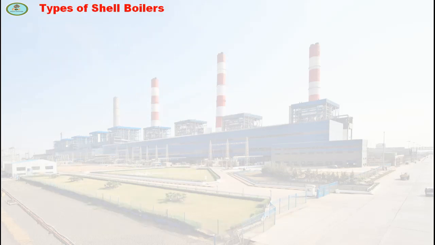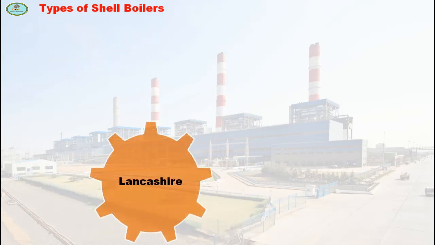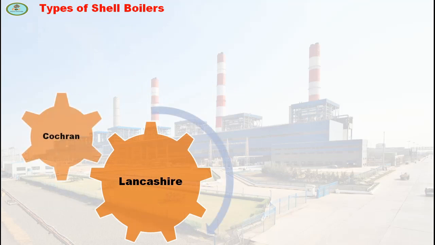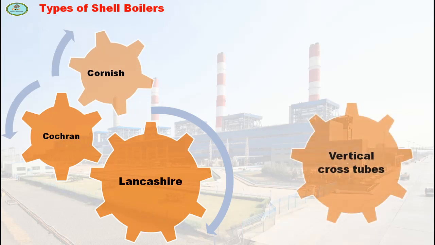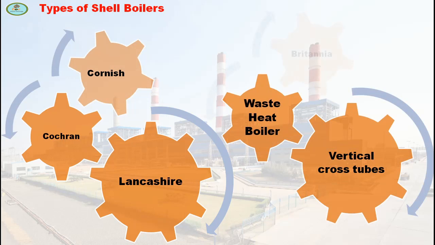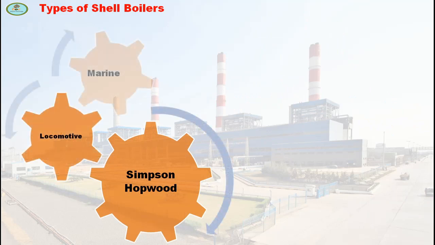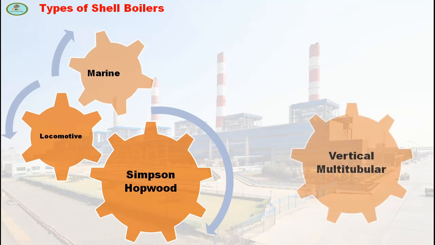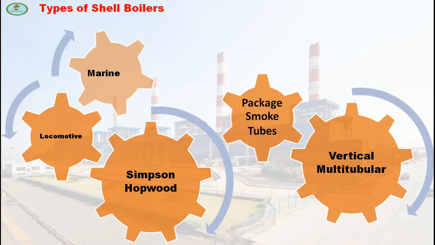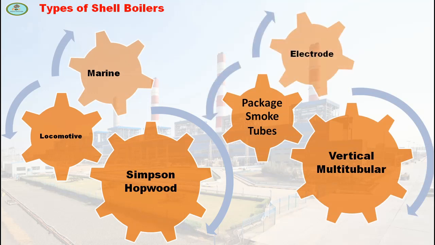Types of shell boilers: Lancashire boiler, Cochran boiler, Cornish boiler, vertical cross tube boiler, waste heat boiler, and Britannia boiler, Simpson Hopwood boiler, locomotive boiler, marine boiler, vertical multi-tubular boiler, package smoke tube boiler, and electrode boiler.